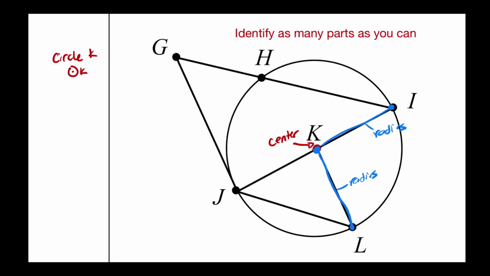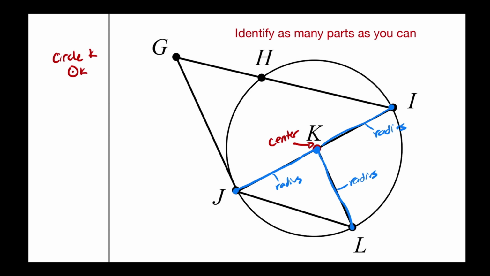And JL. JL is not a radius. JL is right here. That's not a radius. A radius goes from the center to the end of the circle. From the center to the end. KJ, very good. Segment KJ is also another radius.